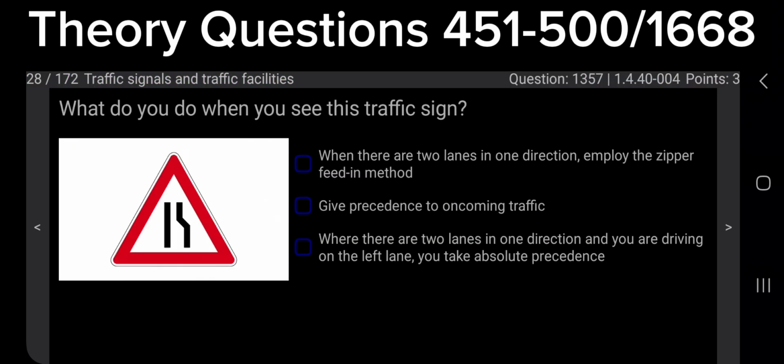What do you do when you see this traffic sign? When there are two lanes in one direction, employ the zipper feed-in method. Give precedence to oncoming traffic. Where there are two lanes in one direction and you are driving on the left lane, you take absolute precedence.